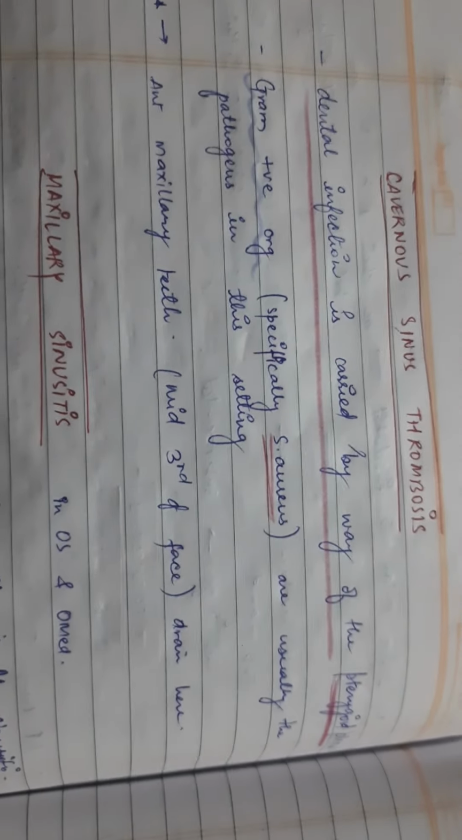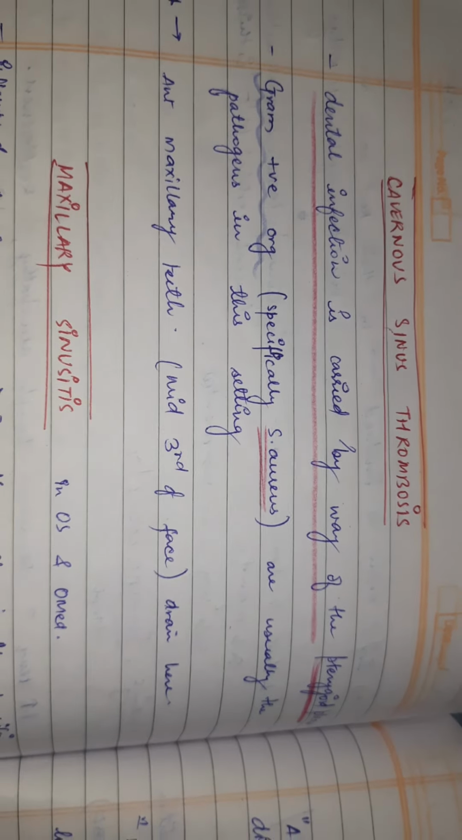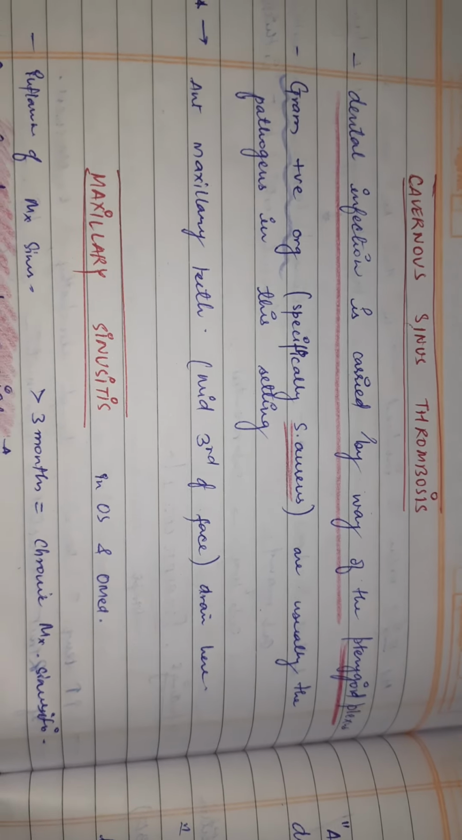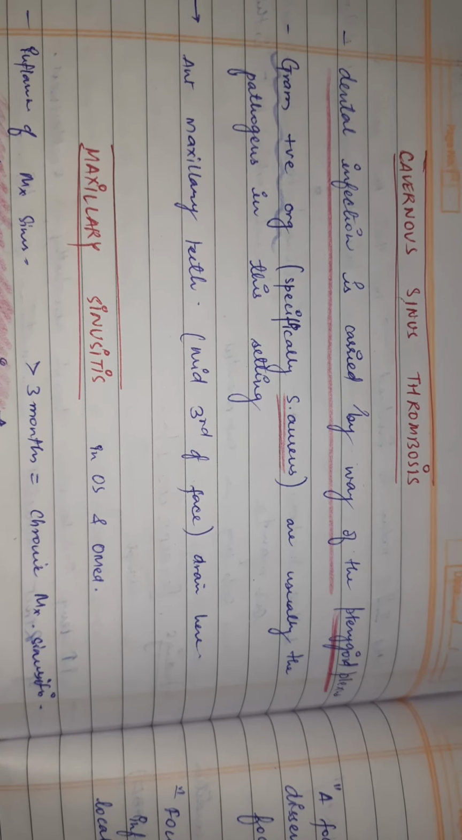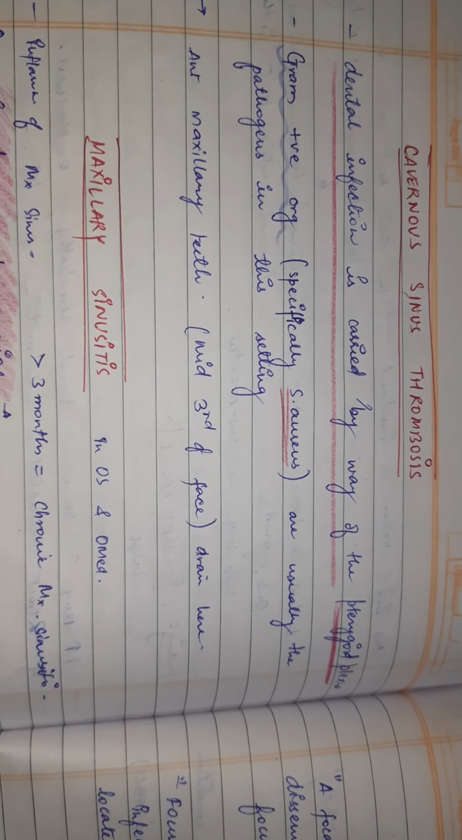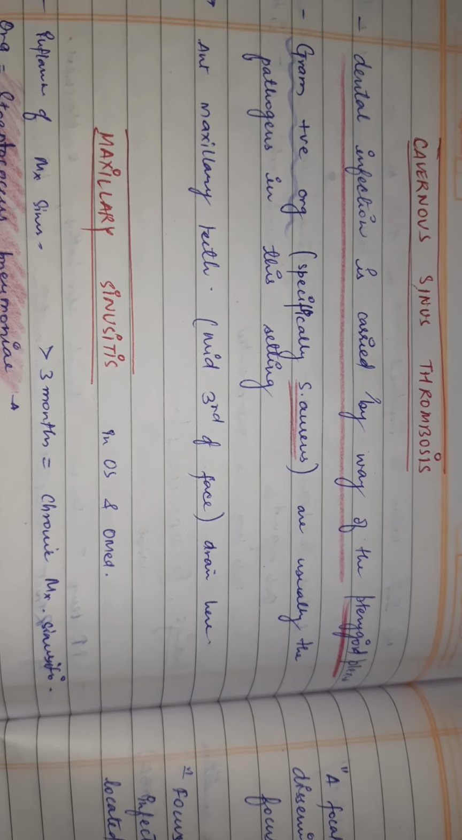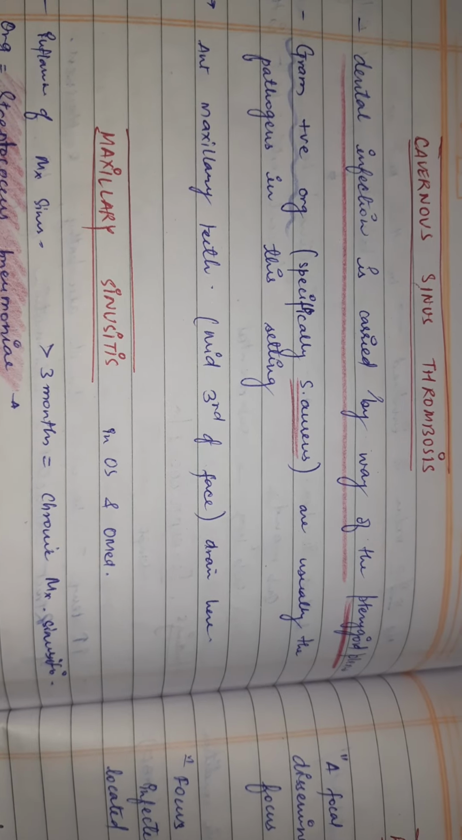Okay, cavernous sinus thrombosis. Dental infection is carried by way of the pterygoid plexus. Gram positive Staphylococcus, specifically Staphylococcus aureus, are usually the pathogens in this setting. Anterior maxillary teeth and the mid third of the face drain here.